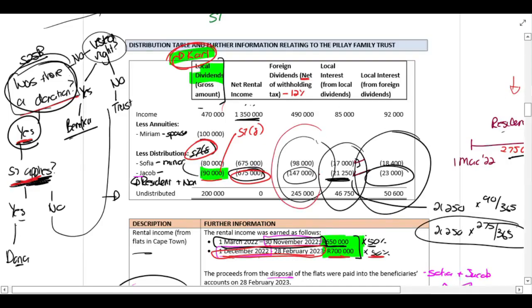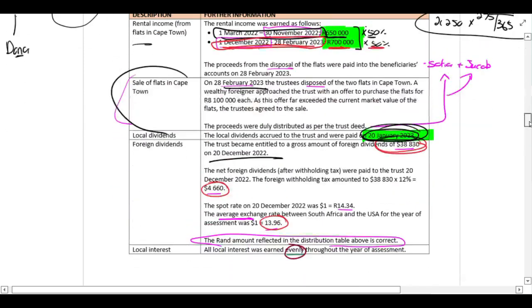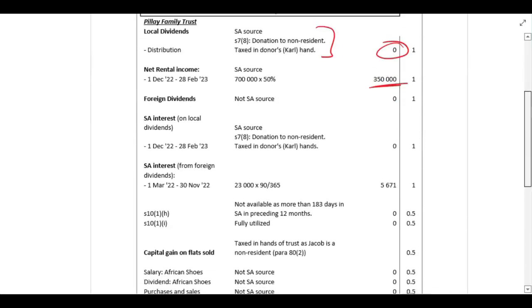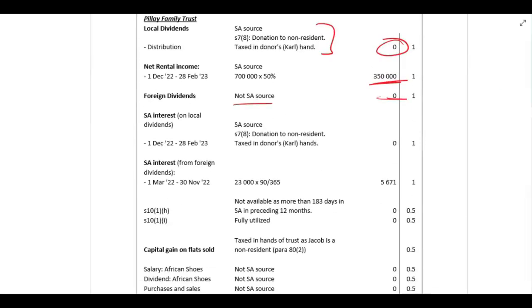Then the foreign dividends, right? The 147,000 was received on the 20th of December. So it's foreign dividends earned by a non-resident. That means it's not from a South African source. So no tax effect.